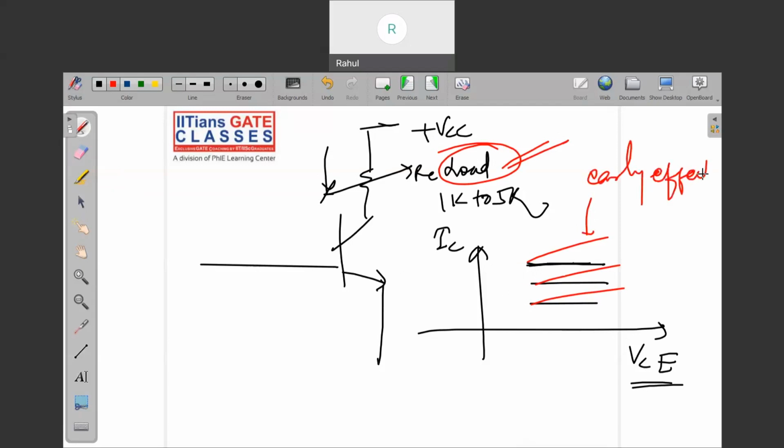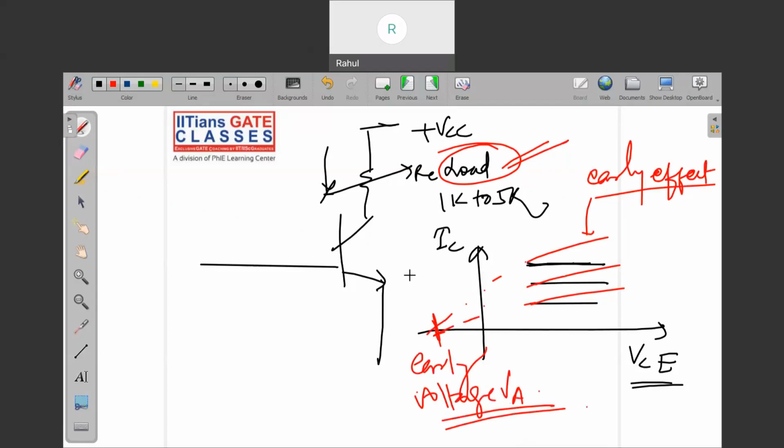Early effect. So you can extrapolate this backward, and you can also find the early voltage VA from the IV characteristics. Remember, whenever collector current changes because of this load RC, in semiconductor physics you can say there is an early effect in the bipolar junction transistor.